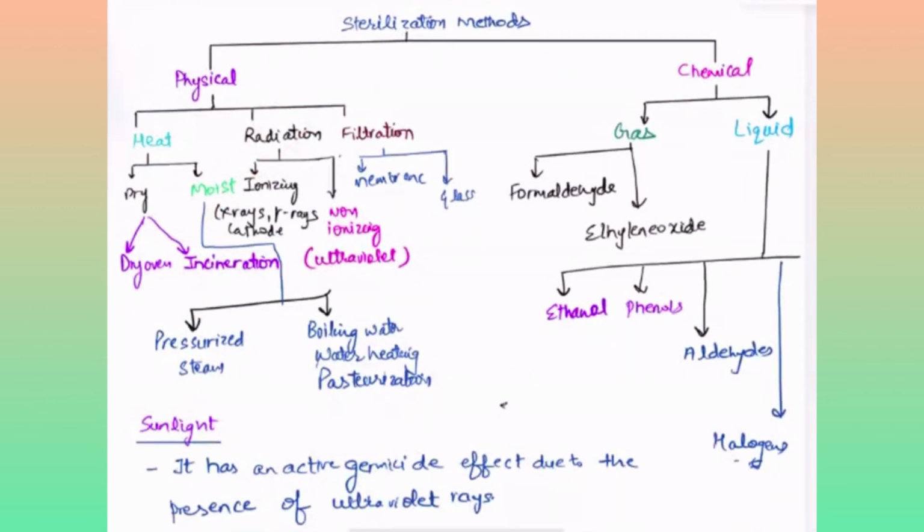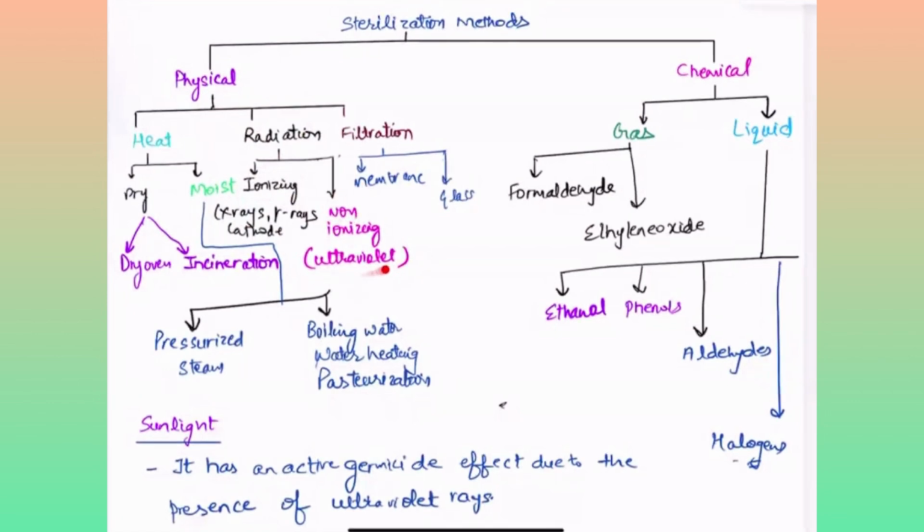Radiation has ionizing radiation like X-rays, gamma rays, and cathode rays, whereas on the other hand, there is non-ionizing radiation like ultraviolet radiation. Filtration can be membrane filtration and glass filtration. The dry heat can be dry oven or incineration. Moist heat can be pressurized steam or boiling water heating, pasteurization.